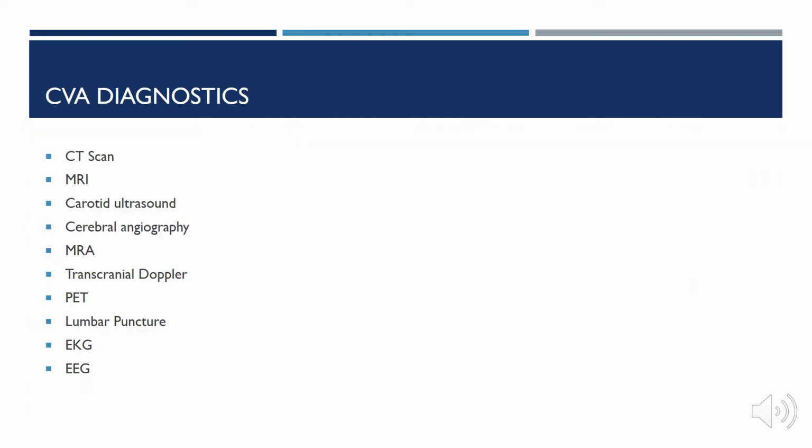Diagnostic tests we do are CTs and MRIs. CTs usually first because they're the quickest. And then they can do carotid ultrasounds to see if there's narrowing of those arteries. Cerebral angiography if there's a suspected stroke. MRAs, transcranial Dopplers, PET scans, lumbar punctures, EKGs, EEGs, labs, all of the things.